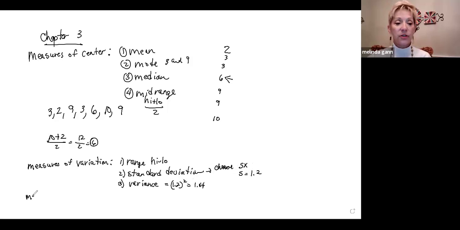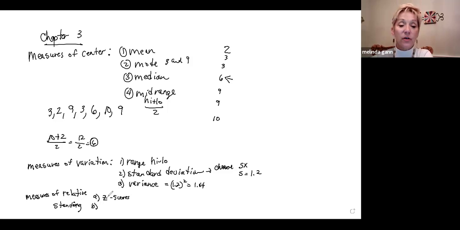Then make sure you can do your measures of, excuse me, relative standing. That means you've got to be able to do things like z-scores. The formula is on your sheet, but it's in a weird place, under chapter 6. Make sure that you round z-scores to the hundredths. Most of the time, I don't care where you round.